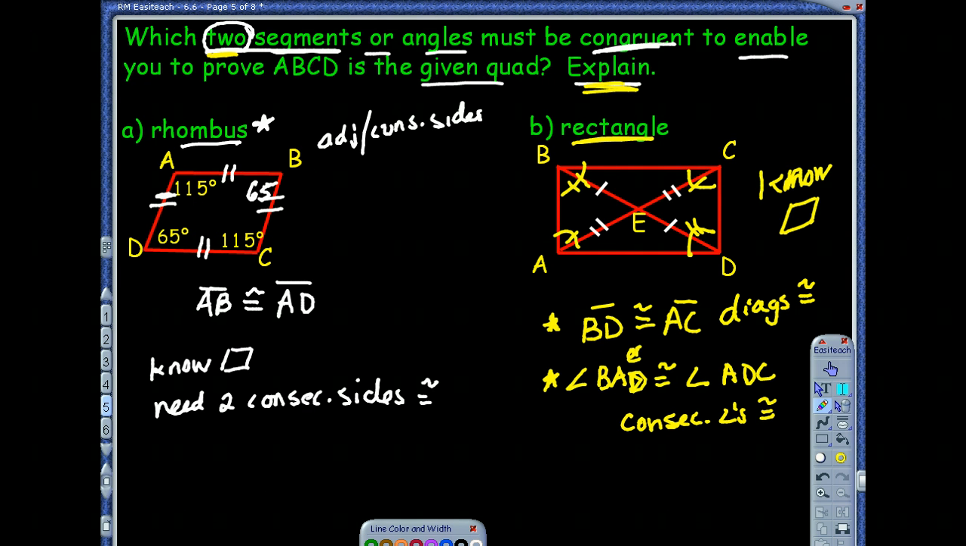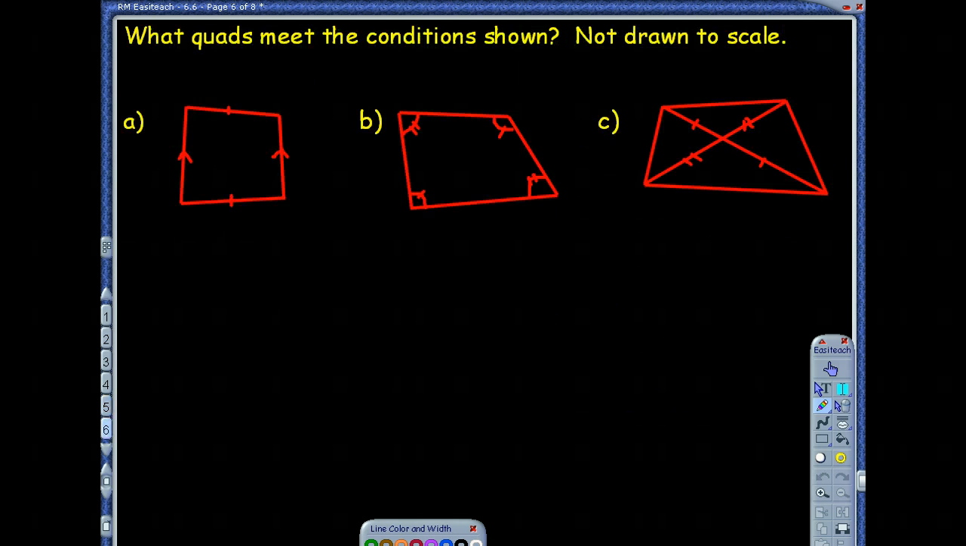Right. Okay. Now, I've got some pictures here of some quadrilaterals, and I want you to think about what quadrilateral would meet the conditions shown below. But don't look at how they're drawn, because I purposefully did not draw them to scale, because there are multiple figures that sometimes have these types of characteristics. So think about just the conditions that are shown. Let's identify what conditions are shown here.